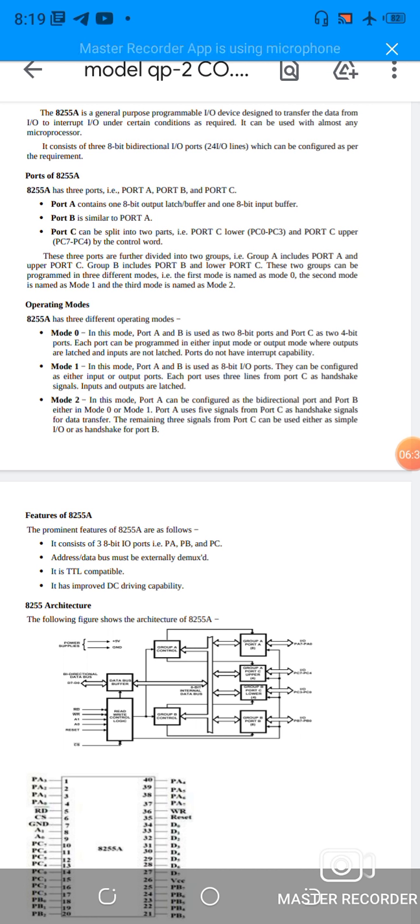These three ports are further divided into two groups. Group A includes port A and port C upper. Group B includes port B and port C lower. The two groups can be programmed in three different modes. The first mode is named mode 0, the second mode is mode 1, the third mode is mode 2.